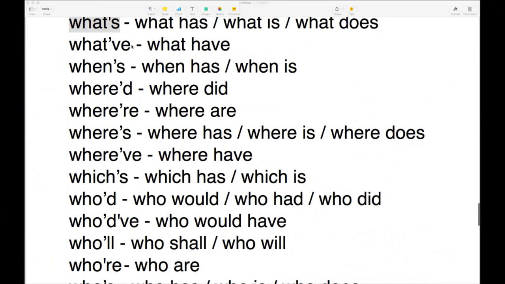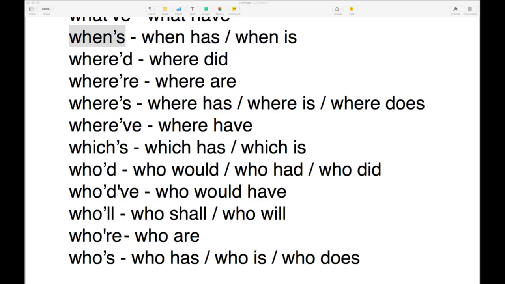Okay. Then we have what of. Meaning what have. What have you done? I've walked into the front room. The front room is a mess. And I'll go, what have you done? It was clean when I left. What have you done?